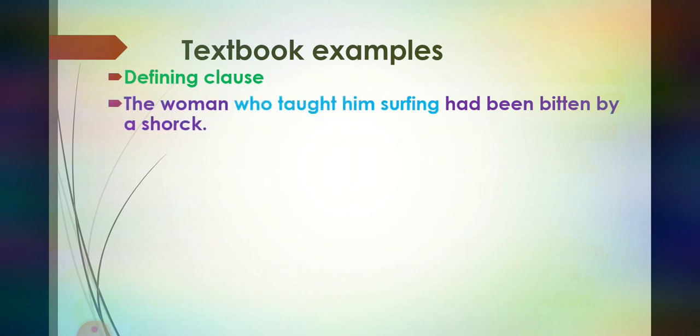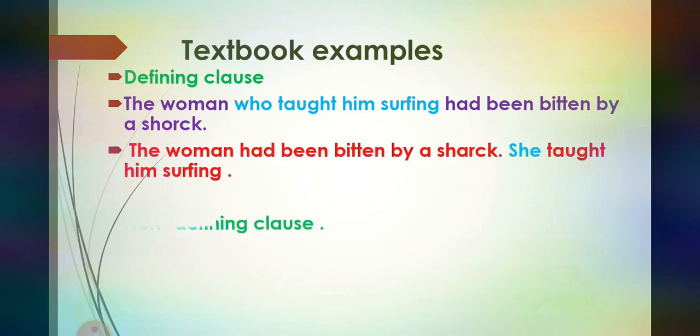Right. Now look at textbook examples. For defining clause we have this. The woman who taught him surfing had been bitten by a shark. Here the woman. Who is that woman? We need to get a definition for the woman. So who woman? Which woman? Who taught him surfing. So here defining. Next, the woman had been bitten by a shark. She taught him surfing. These two sentences are combined like the above sentence.